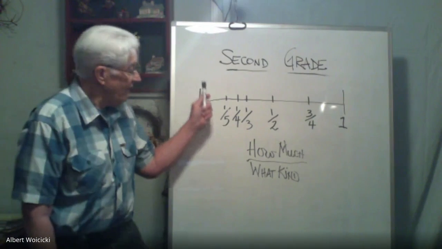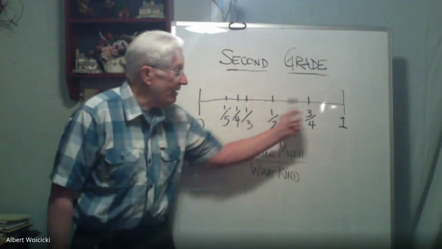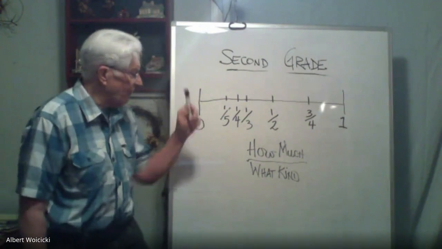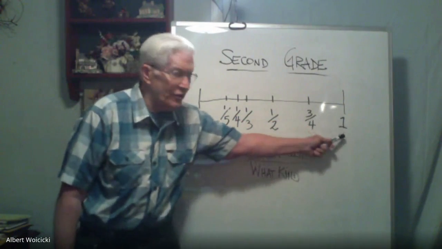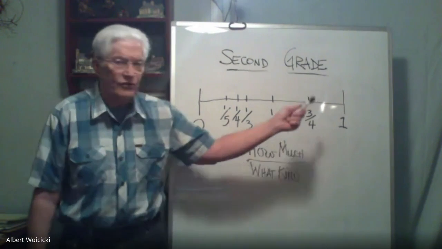And look what we have here. We have how much over what kind. We're looking at a number line, but it starts at 0 and it ends with 1. And we've got a bunch of fractions in between.